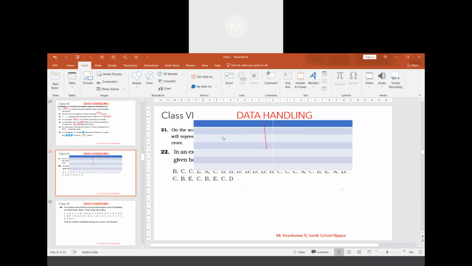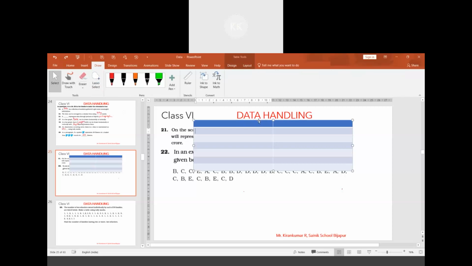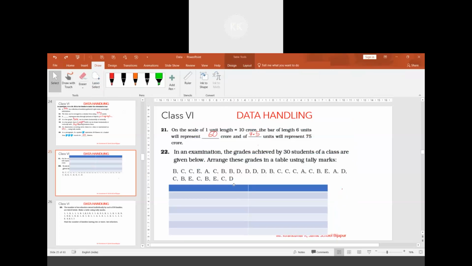I will show you the question. In this table, I need to mention the grades as well as their tally marks. So towards one side, I will mention the grades, and towards the other side, the tally marks. Here the grades are A, B, C, D, and E.